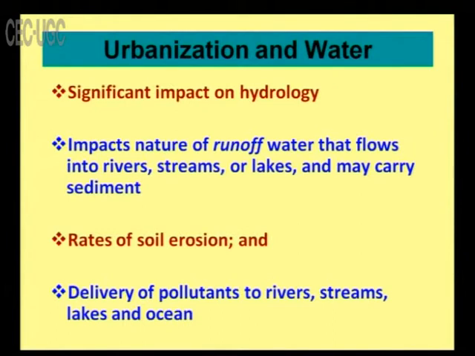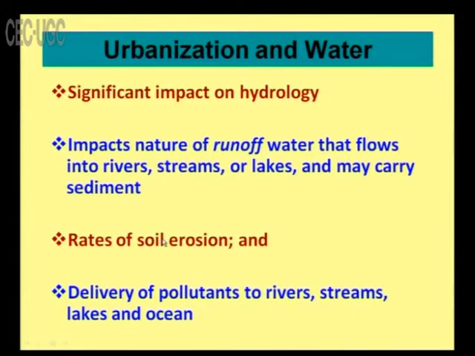And now, water and urbanization. There is a significant impact on hydrology. It impacts the nature of runoff water that flows into rivers, streams or lakes and may carry sediment. See, in a city a lot of pollutants are produced, and therefore when that water is running off into the river, that river is also polluted, and the rate of soil erosion is also affected. The soil erosion is more in cities than in the rural area, and so is the delivery of pollutants to rivers, streams, lakes and ocean. Therefore, the pollution in the cities is more than that of the rural area, and it is affecting the hydrology in that way.